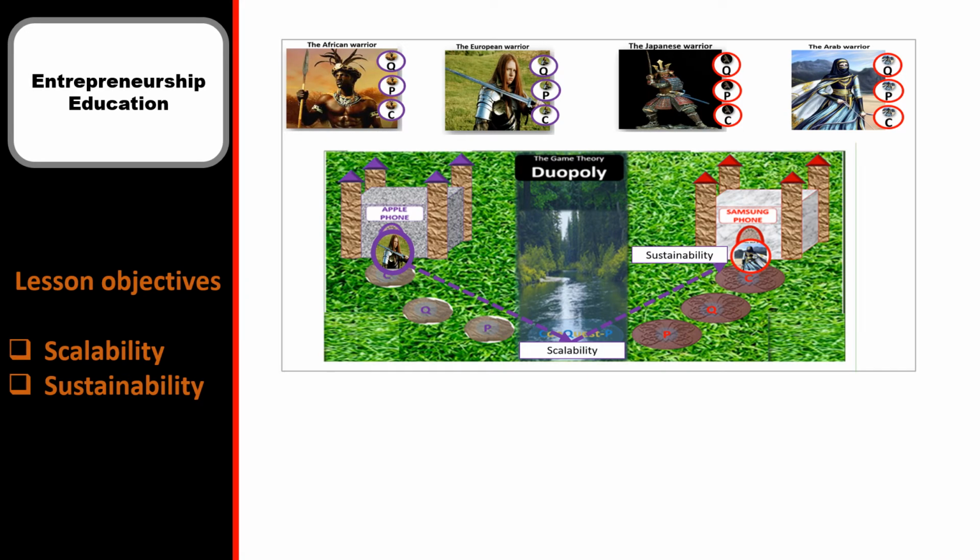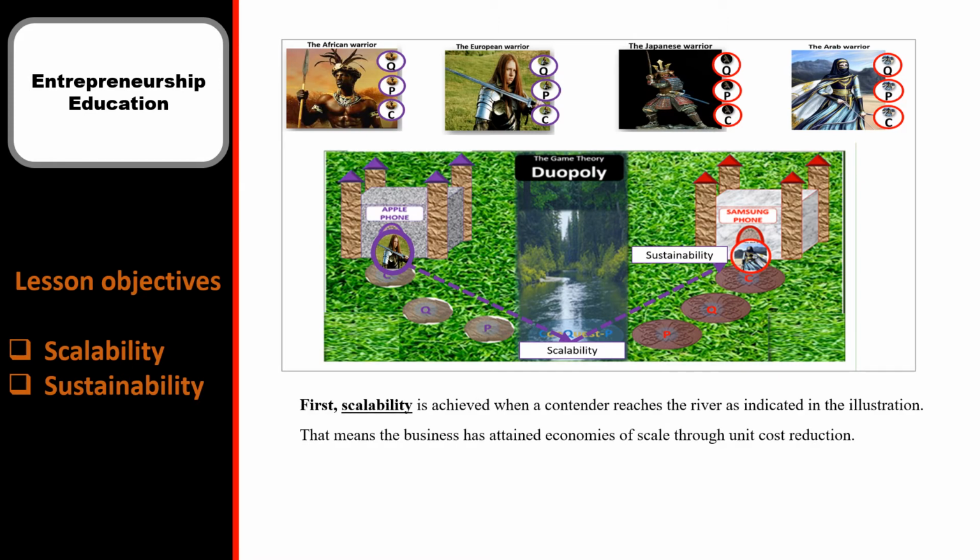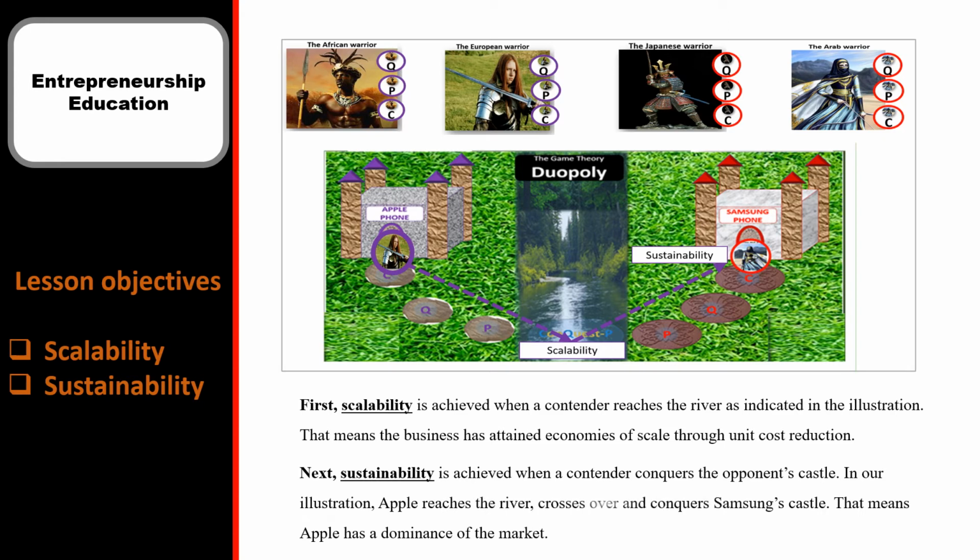The lesson objective for the game is to achieve scalability and sustainability. First, scalability is achieved when a contender reaches the river as indicated in the illustration. That means the business has attained economies of scale through unit cost reduction. Next, sustainability is achieved when a contender conquers the opponent's castle. In our illustration, Apple reaches the river, crosses over, and conquers Samsung's castle. That means Apple has a dominance of the market.